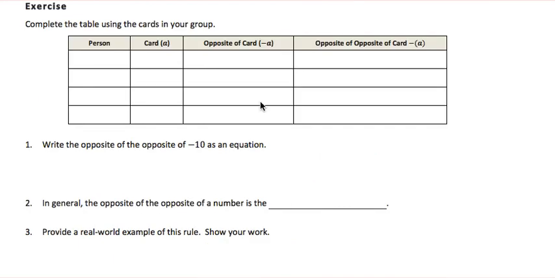To finish lesson 5, you'll be selecting cards. If you're doing this on your own, you can simply select a variety of different integers for your first card. Then you'll write what the opposite of the card is, and then write what the opposite of the opposite of the card is as well. Finally, after you complete 1 and 2, you'll need to give a real-world example of this rule and complete the problem set.